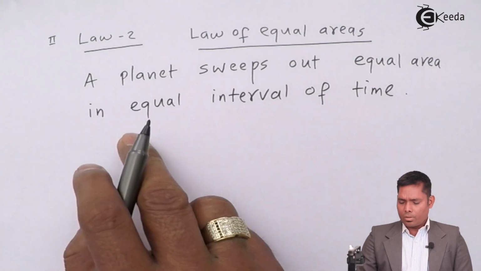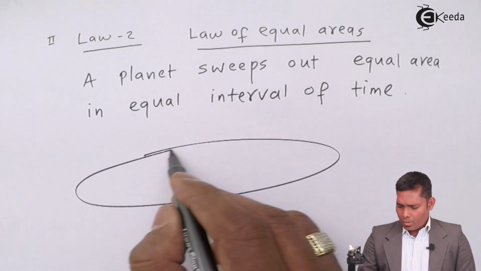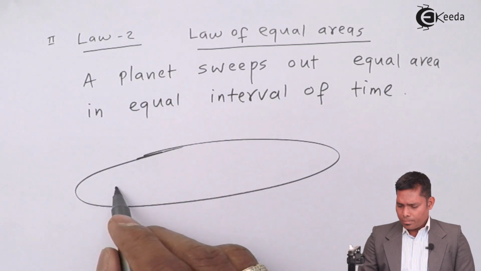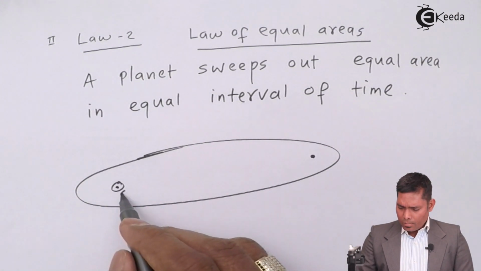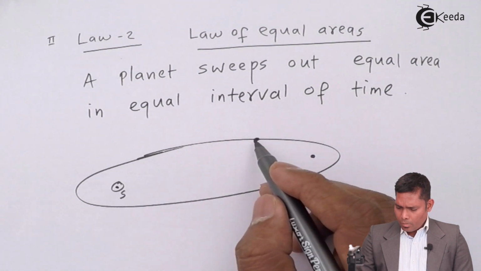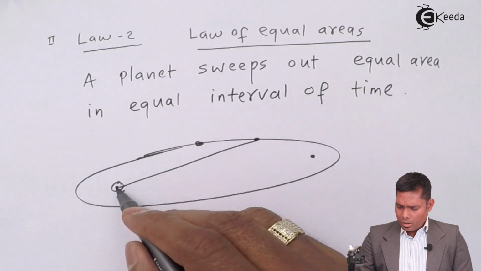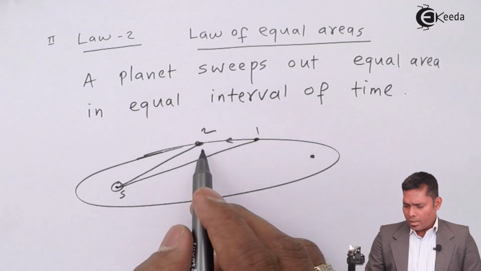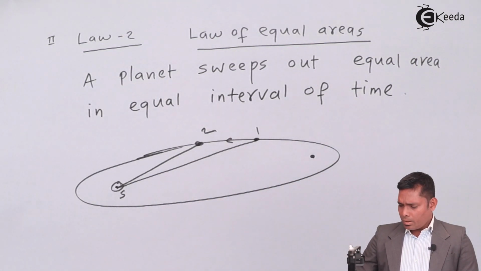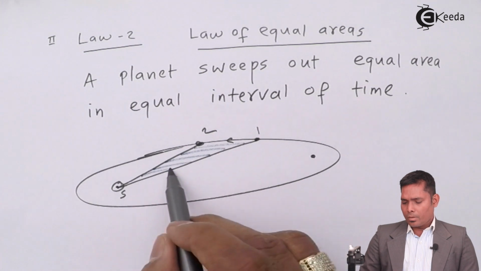That is the statement. The meaning is that if I have an ellipse over here, the Sun is here, and the planet is here, moving from position 1 to position 2. The area covered moving from 1 to 2 is this much area. This is the area swept.